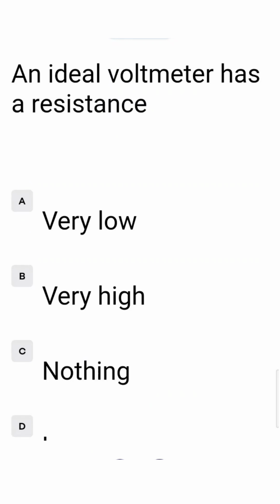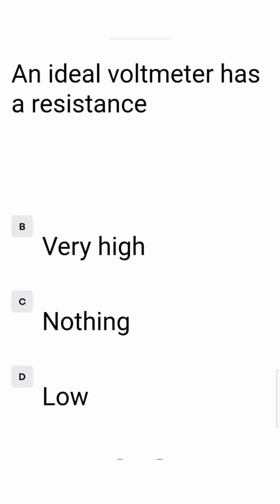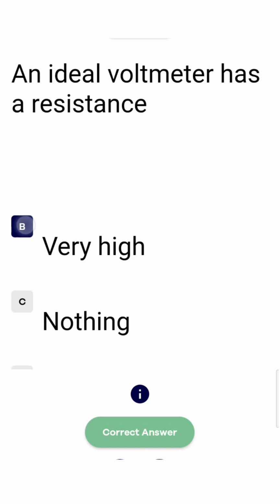An ideal voltmeter has a resistance: A: very low, B: very high, C: nothing, D: low. The correct answer is very high, that is option B. So we tick option B.